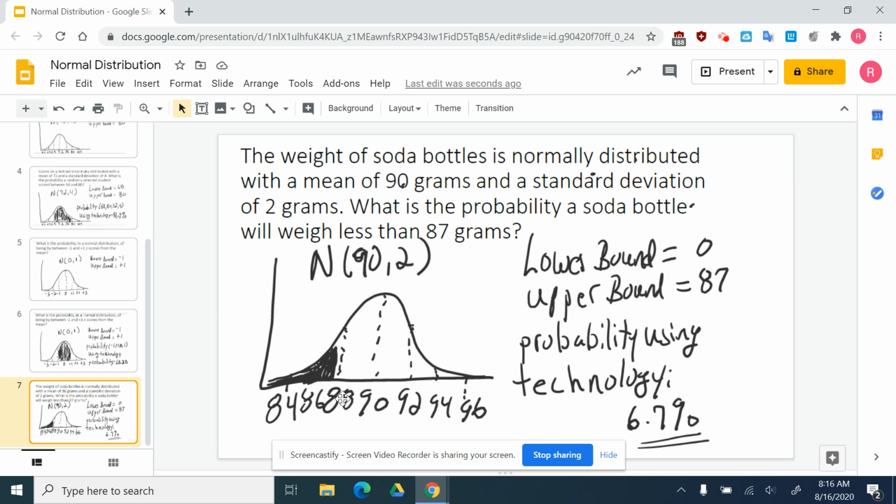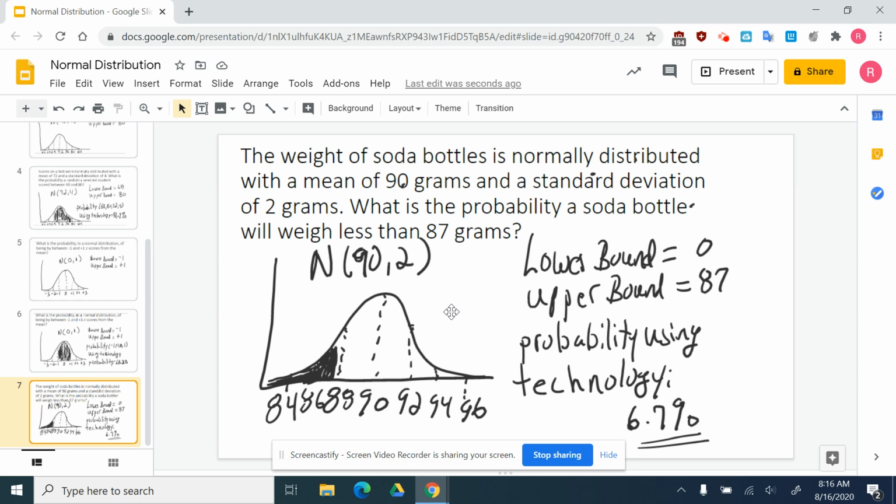My mean is 90. I went -1, -2, and -3 standard deviations, +1, +2, +3 standard deviations. I shaded in this area because I want to find the probability of a weight between 0 and 87 grams. If I use my technology, I get about 6.7% probability of being less than 87 grams, given a mean of 90 and a standard deviation of 2 and normally distributed.